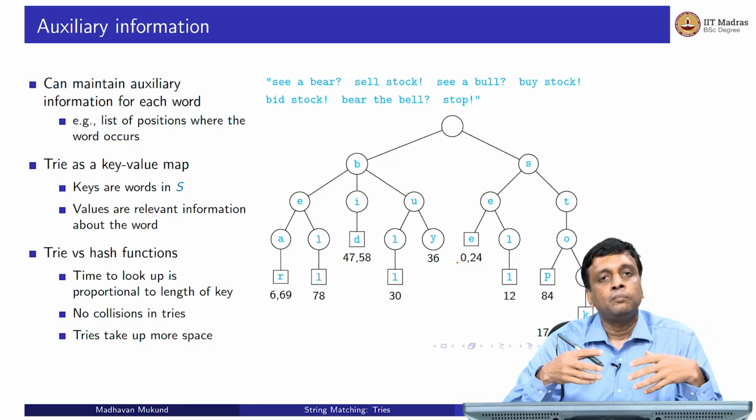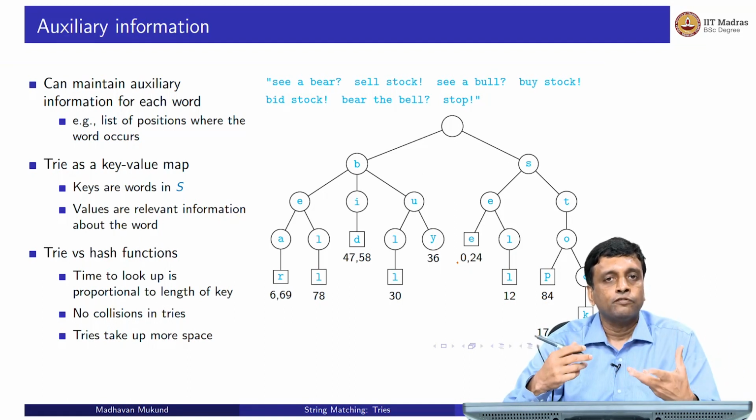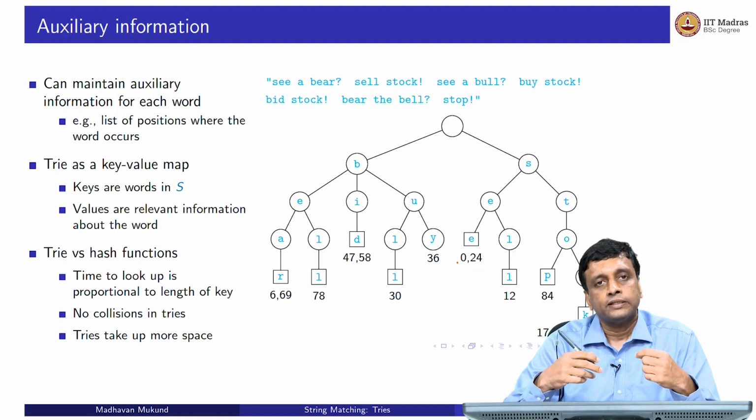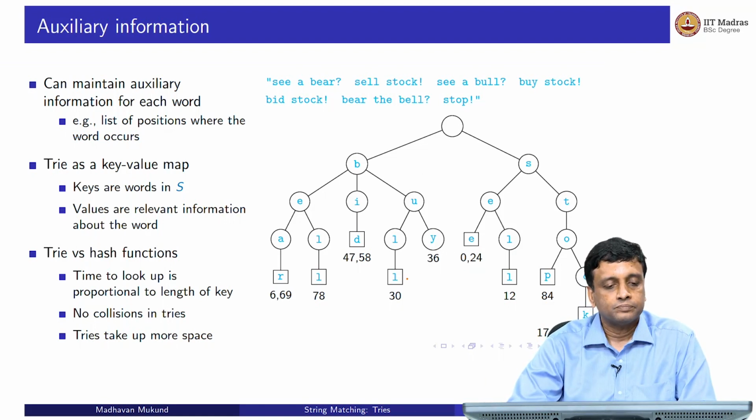So therefore, a trie will be much more space expensive than a hash table. But it is another way of using a trie, which is to just use it as a way of keeping these key value stores, where you store the values at the root or at the leaf nodes where the words terminate.